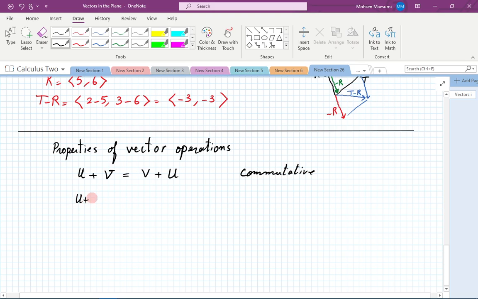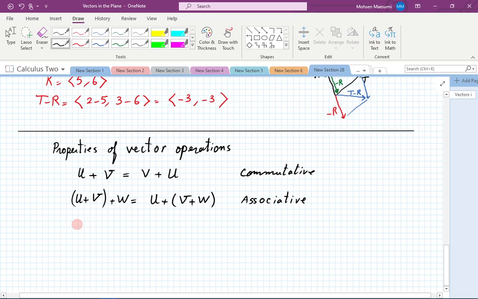Another property you remember from high school classes is this one. That if I have three vectors and I want to add them, it doesn't matter how I'm going to list them in my addition, and this one is referred to as associative property of addition.